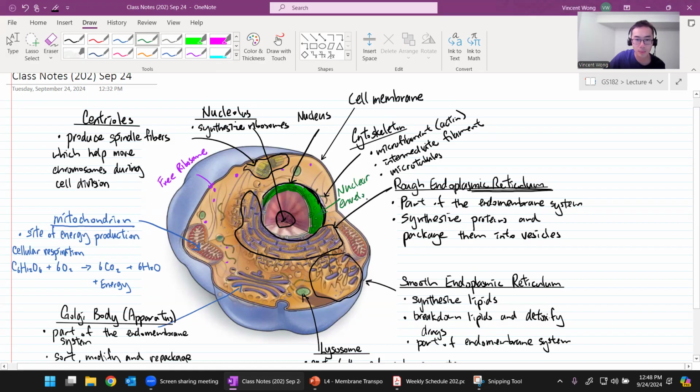I know there is also a plant cell as well, but it's pretty much the same as this. But there is also the cell wall, the central vacuole, and the chloroplast that you can label on that one.